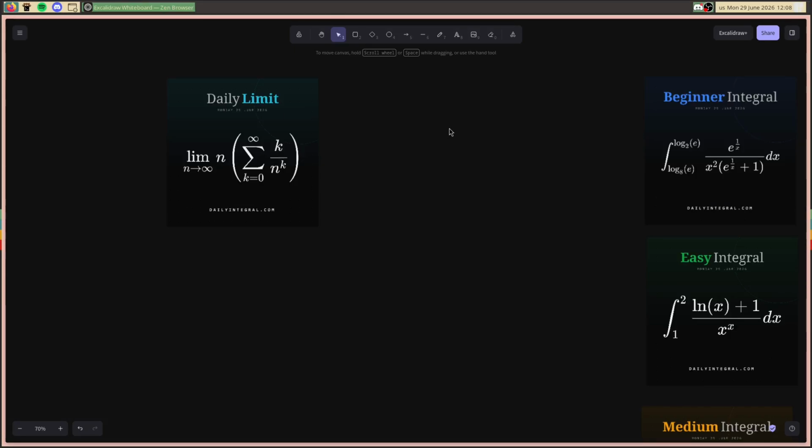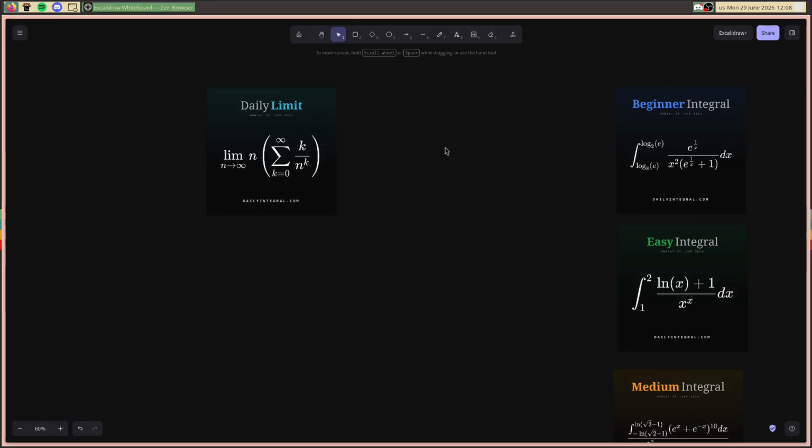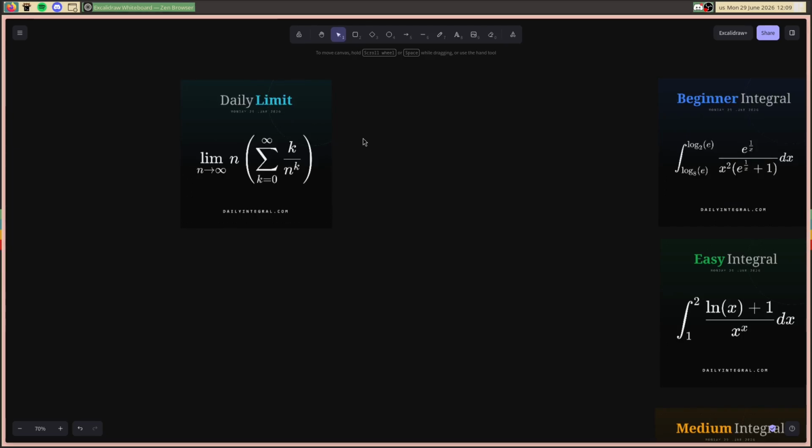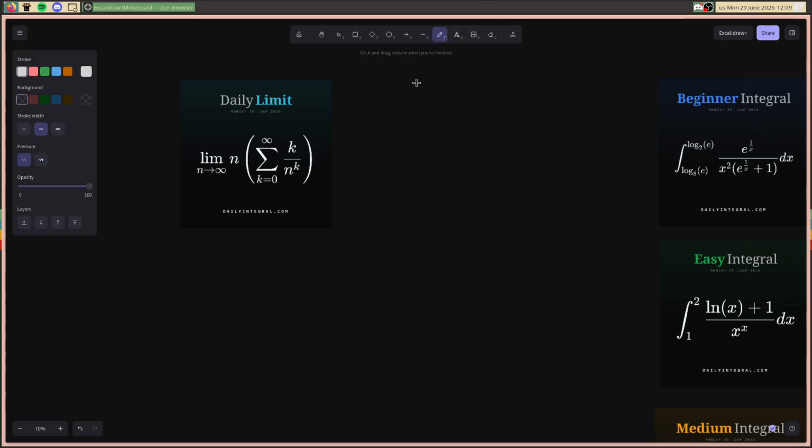Okay, today it's June 29th, and we will be solving daily integrals again. So we're gonna start with the limit again, because this limit is actually very easy. At first, it doesn't seem like there's much we can do, but when you realize that this is some sort of series, things get much easier.